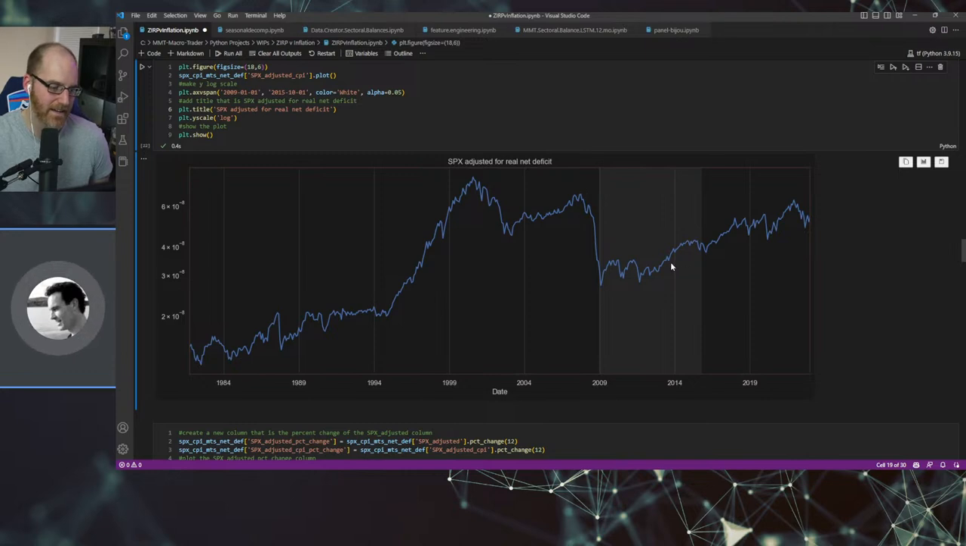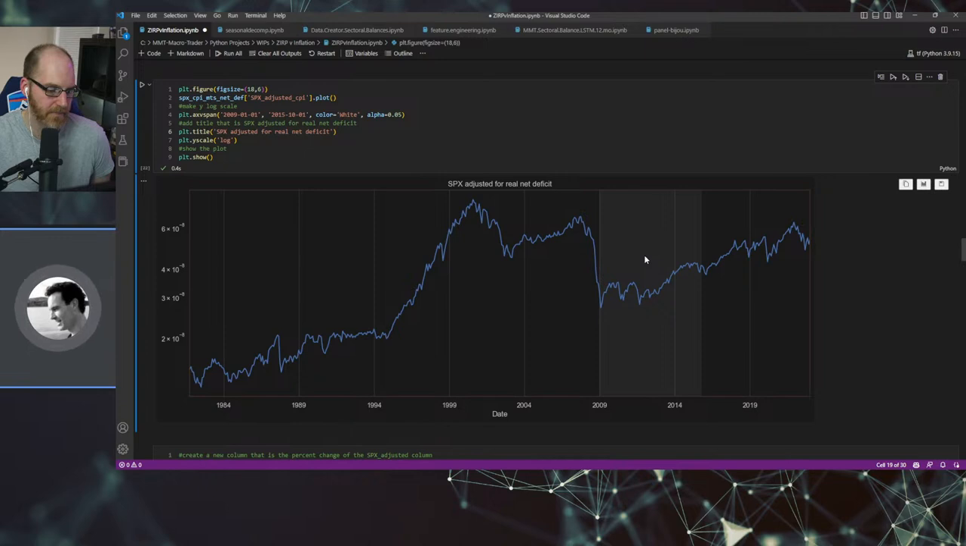Isn't that the SPX? Is that the SPX? Well, it's the SPX divided by the government spending, yeah. But it's real government spending. Yep. So again, you see the trend, and it never goes off the trend all that much.